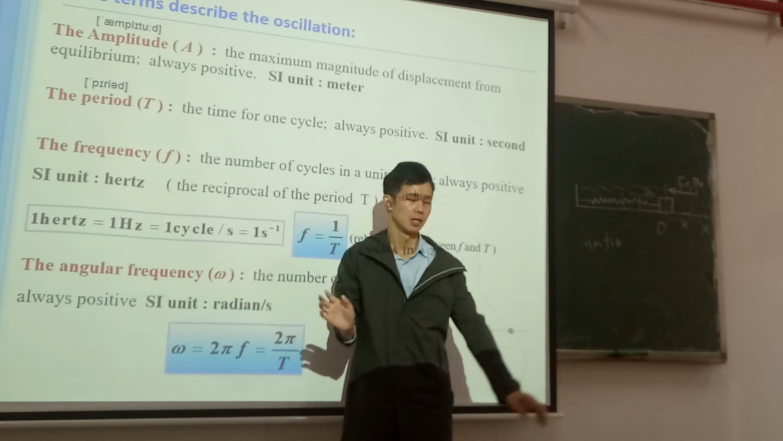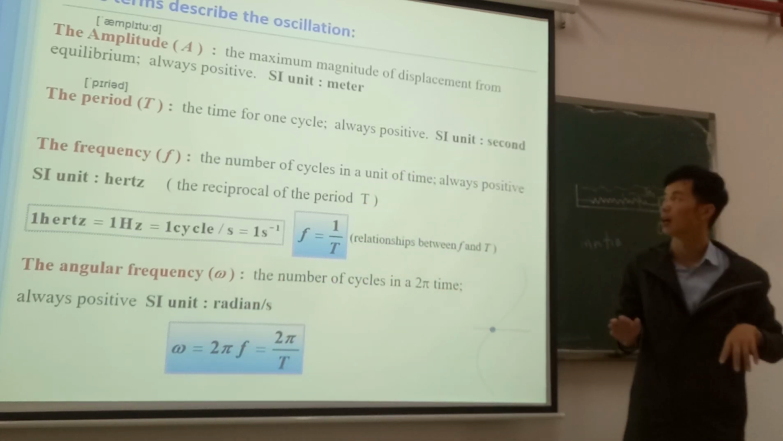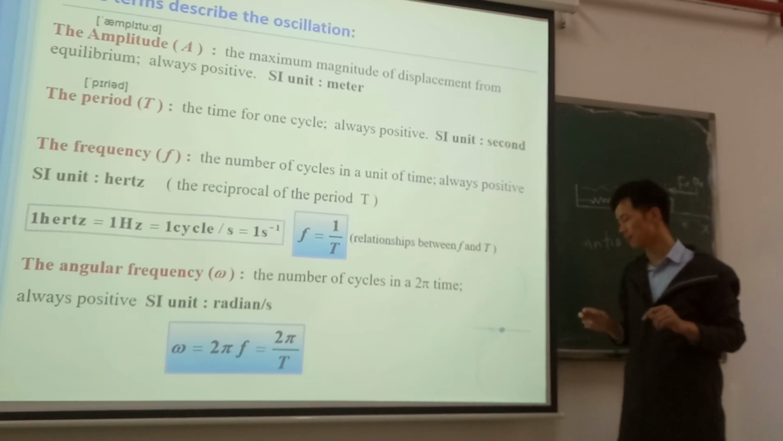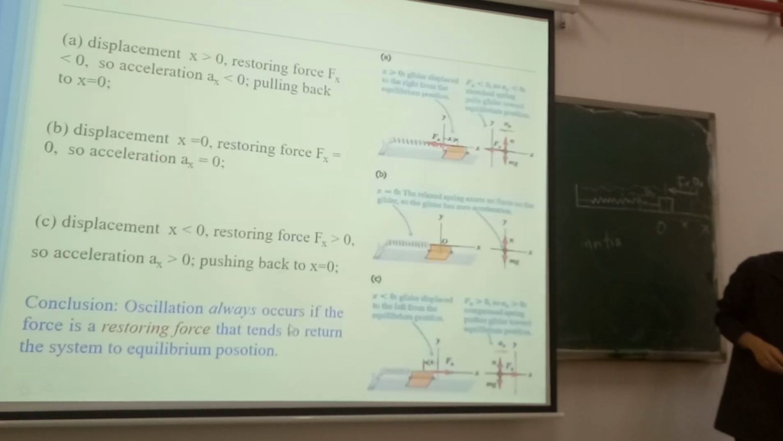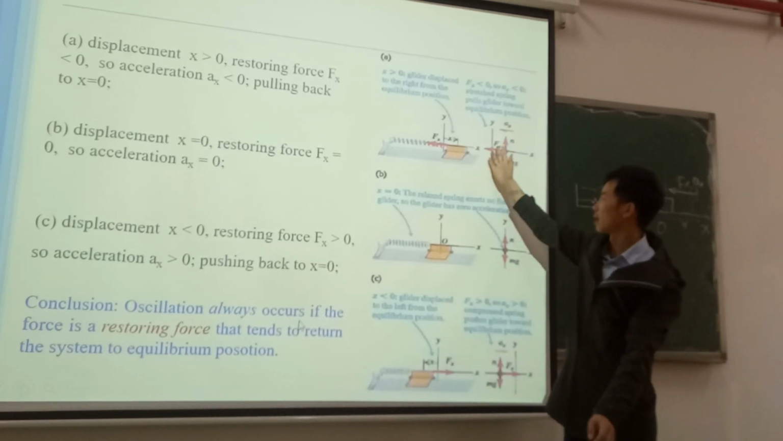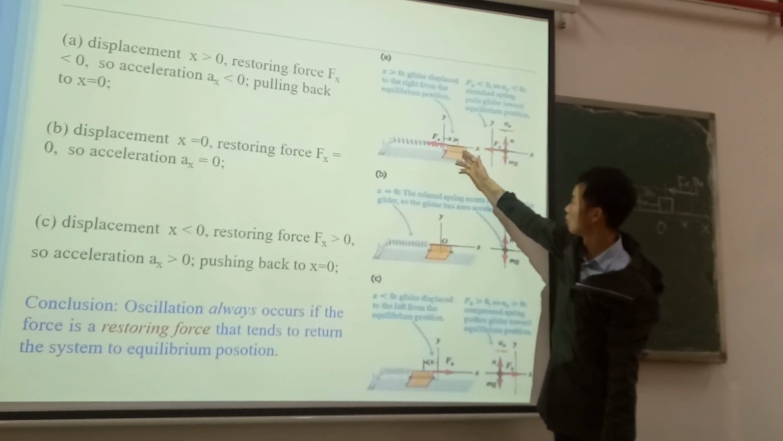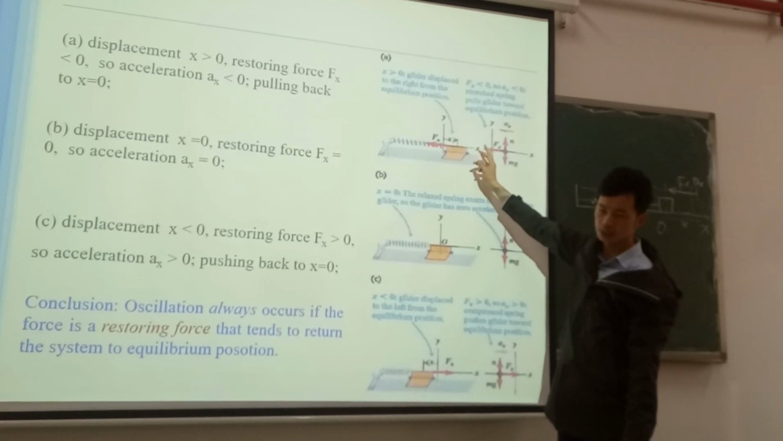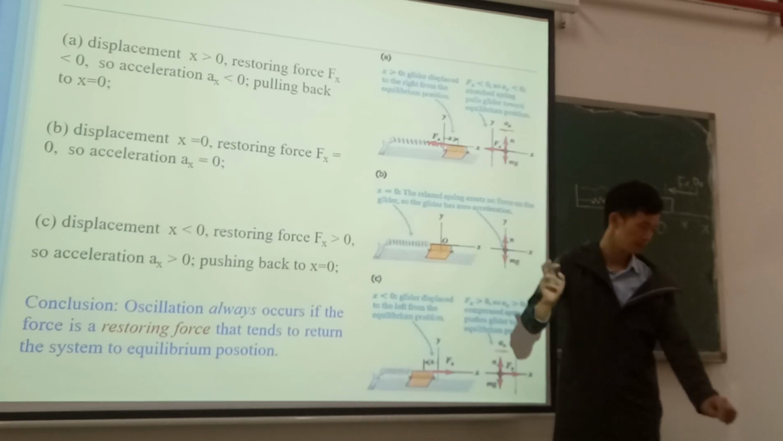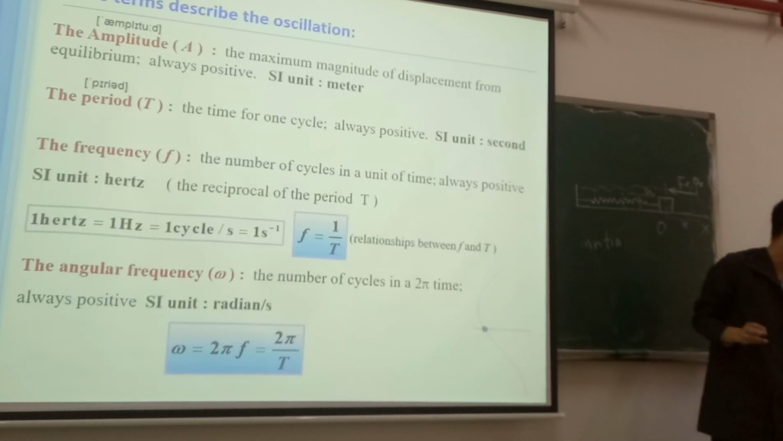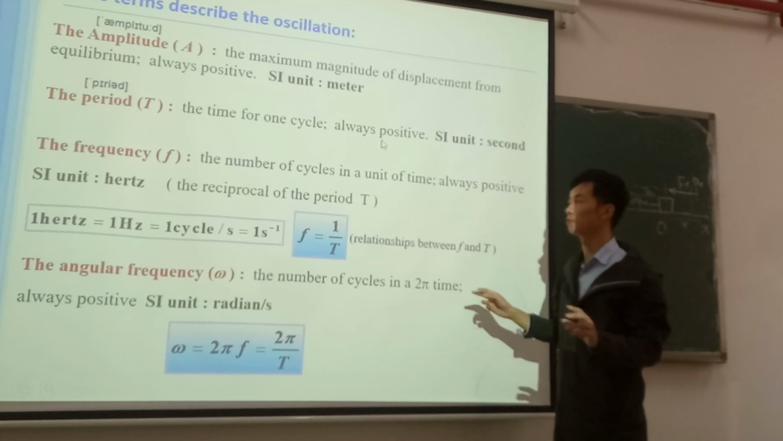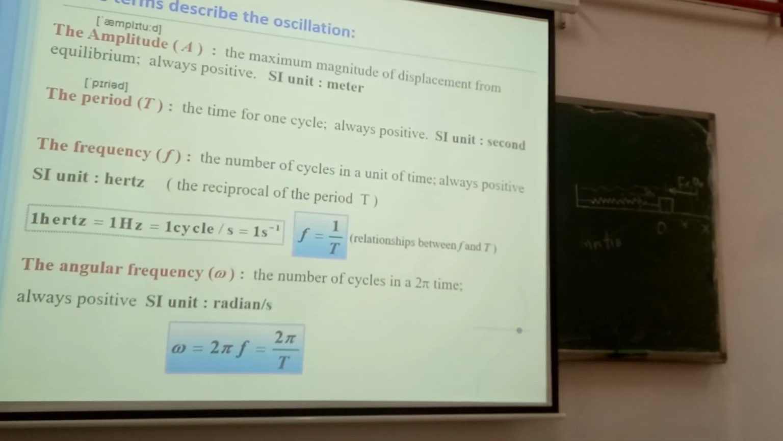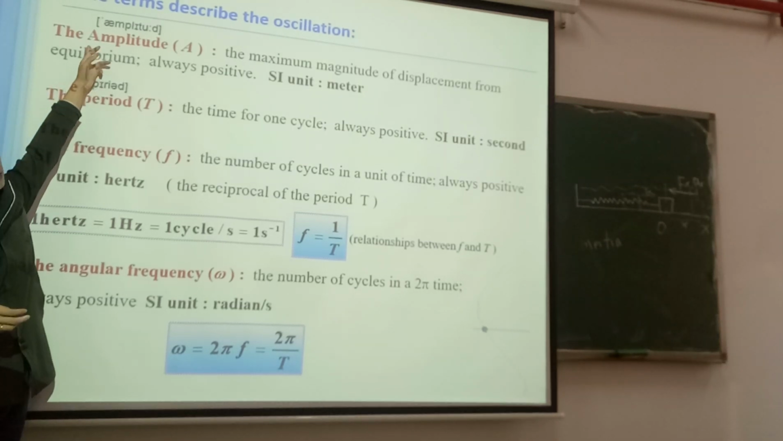So the amplitude is the maximum value of the displacement. Such as like this, if the body can move to the right hand, and the maximum value is x. So the displacement is x. So the amplitude. We use A to refer to the amplitude, the first letter.